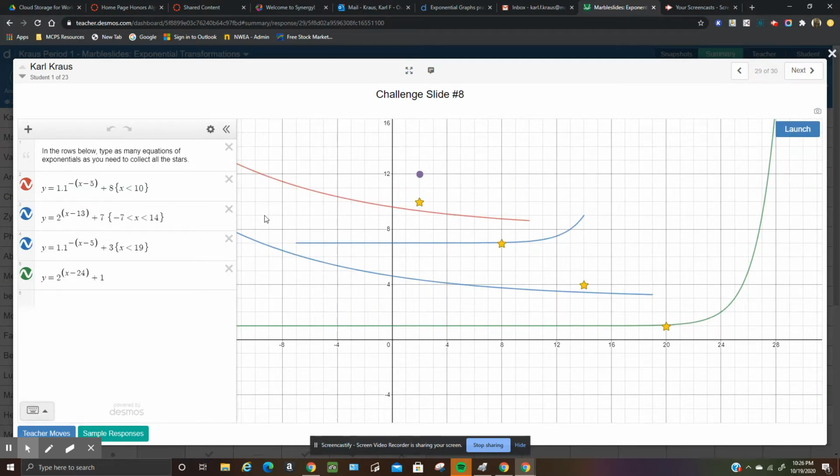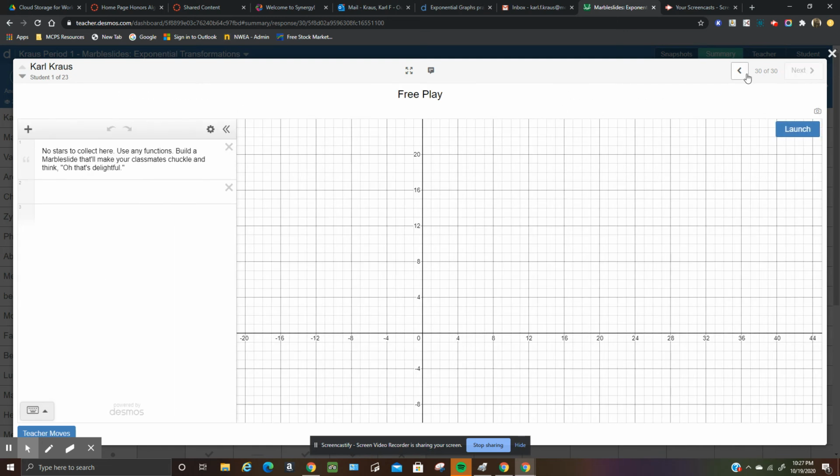28, I use this seesaw idea again here. So decay, growth, decay, growth. So sort of a back and forth motion. To get these gaps, you have to use the restrictions on the domain there. All right, that's it.